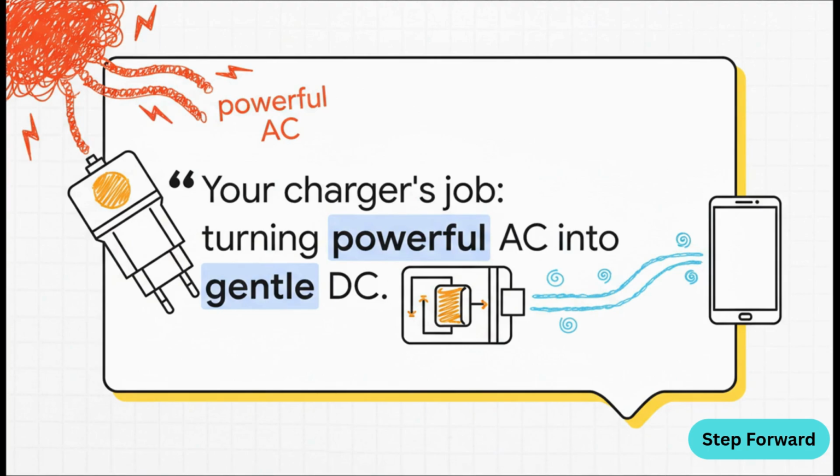First, it uses something called a transformer to step down that high voltage to a safe level. Second, it converts the back and forth alternating current, the AC, into the steady one-way direct current, the DC, that your phone's battery can actually use.